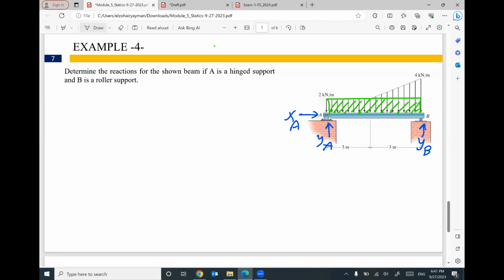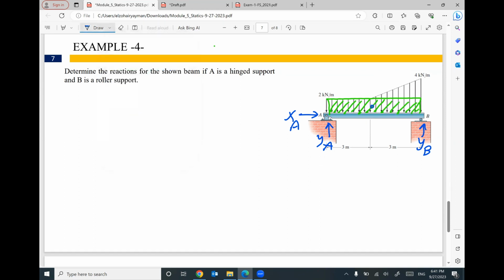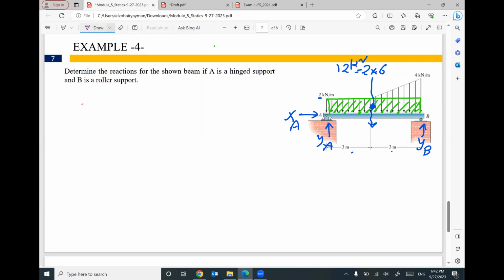With a centroid at the midpoint, which is 3 meter and 3 meter. The equivalent of this rectangle will be 2 times 6 equal 12 kilonewton. Does that make sense? Then I have another part, which is this little right angle triangle.